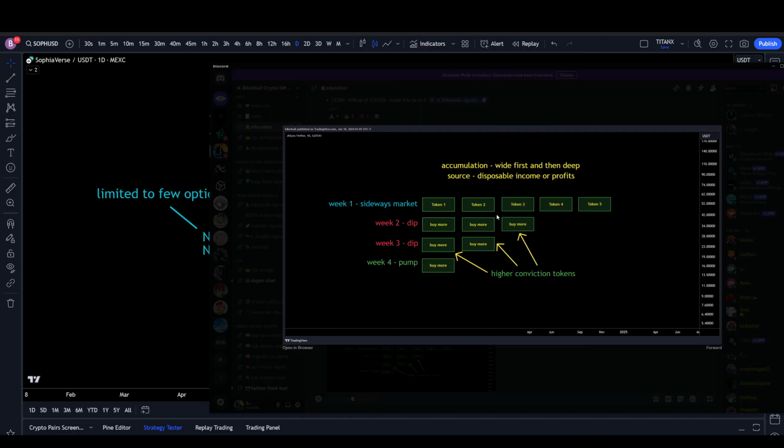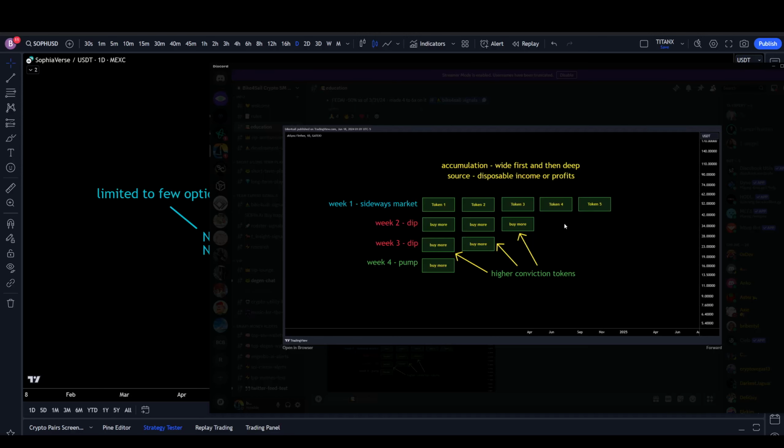So while you're in a sideways market, you may want to spread out across 5 different tokens. And then the second week, if it dips, you buy more. Third week, if it dips, you buy more. Fourth week, if it pumps, you buy more. But the difference is that you're not buying across all 5 tokens each time. You're choosing those top 3 that you have out of those 5, and you're adding to those. And then eventually you get down to the 4th week, and you're buying just more of this first token, your highest conviction token. So hopefully that makes sense to you.